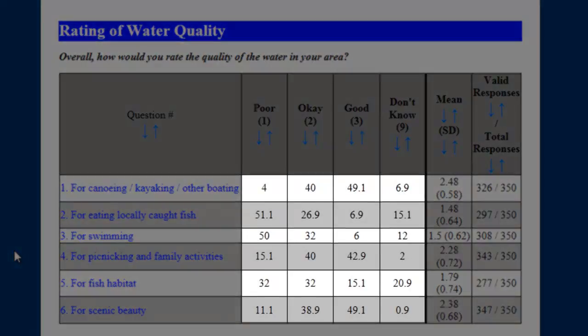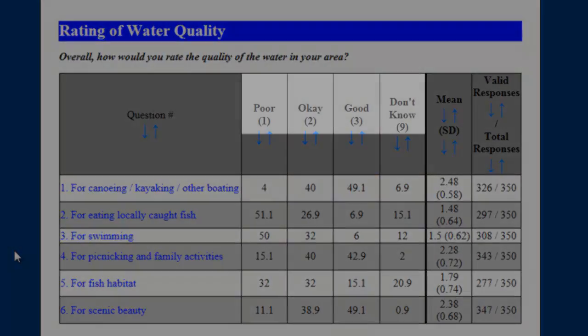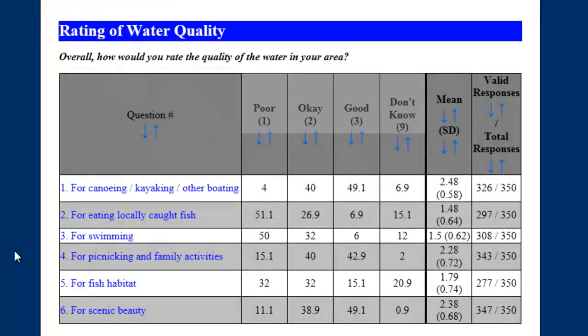The numbers under the response options represent the percentage of respondents that selected each option. For question 1, 4% of respondents rated the water in their area as poor for boating, whereas 49.1% rated it as good. The numbers under the response items represent the numeric value associated with each response item in SIDMA's database. A response that selected poor was stored as 1, okay, 2, good, 3, and don't know, 9.